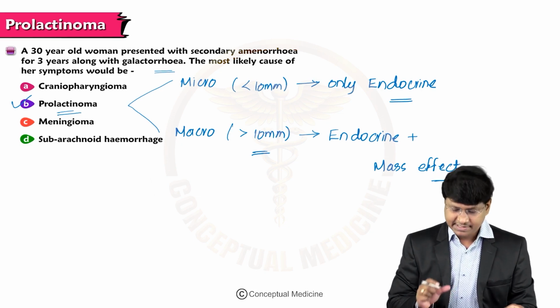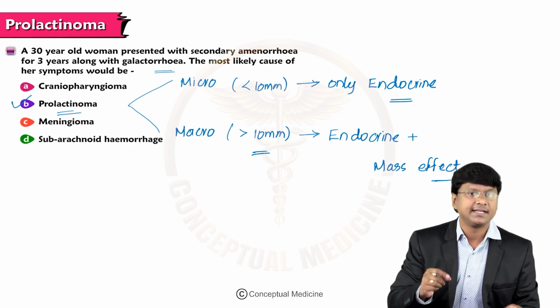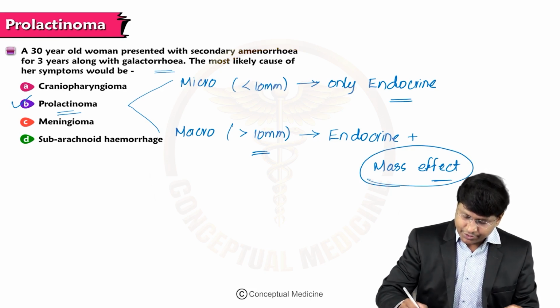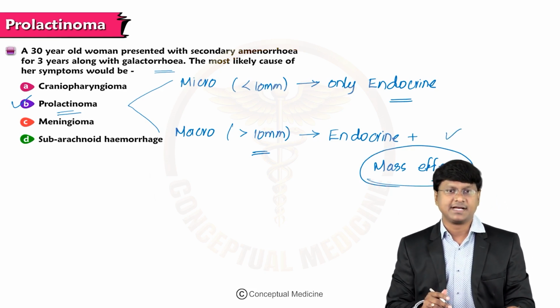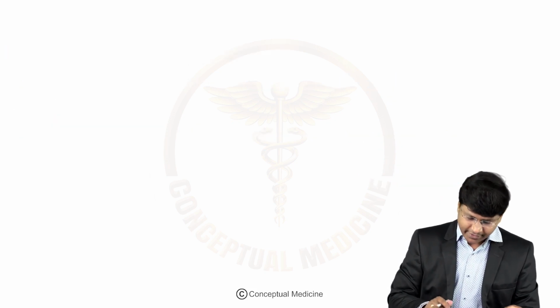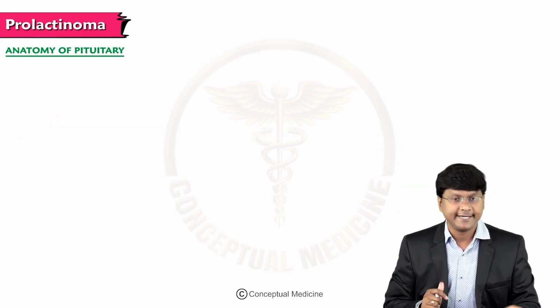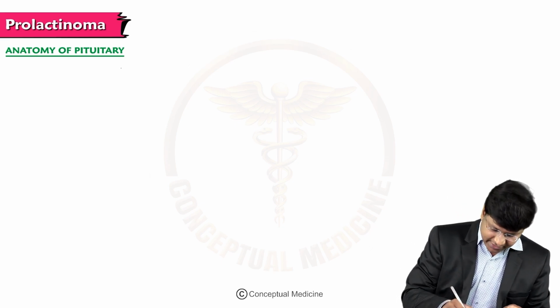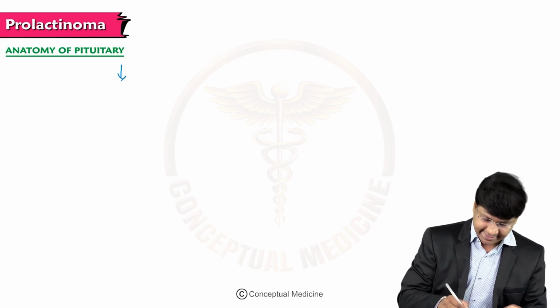Now, let me discuss the basic anatomy. Only when you understand the anatomy of the pituitary gland will you understand this particular mass effect. If you take the anatomy of the pituitary gland, it is placed within the sella turcica.